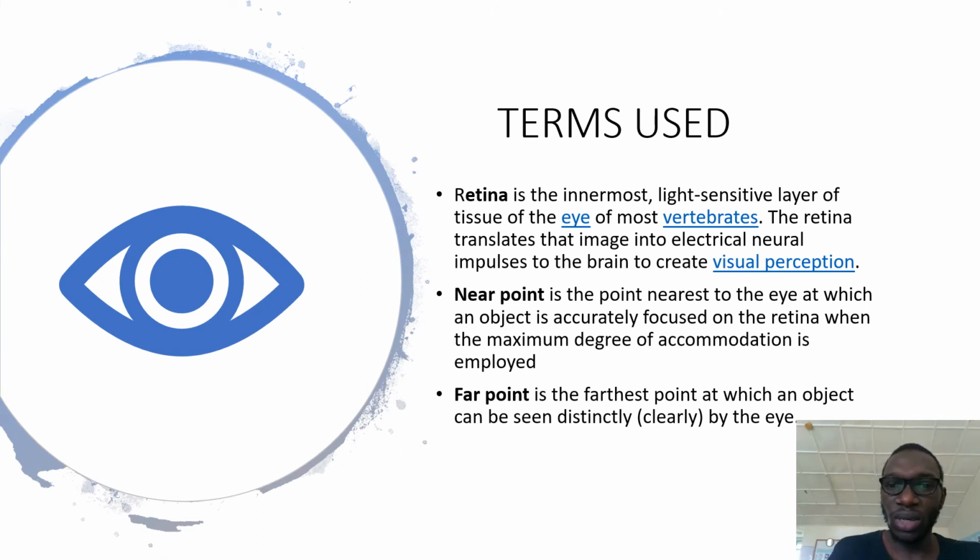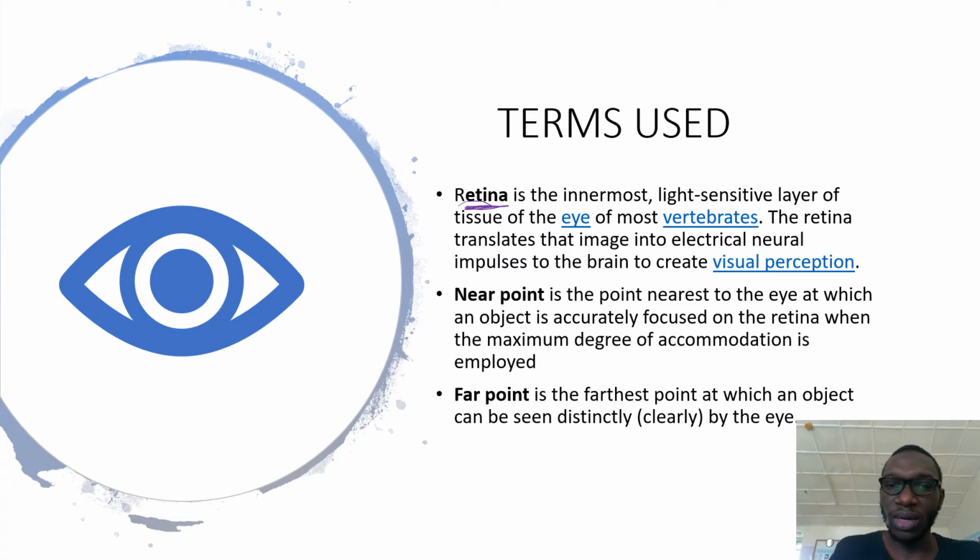We have the first one as the retina. The retina is the innermost light sensitive layer of tissue of the eye. What the retina does is to change the light energy into electrical impulses that are sent to the brain for interpretation. If light comes from a tree, it will fall on your eye, and then your lens will converge it to the retina. That's where all the tasks are going to be done. That's the most important thing to note, that the image should always be formed at the retina.